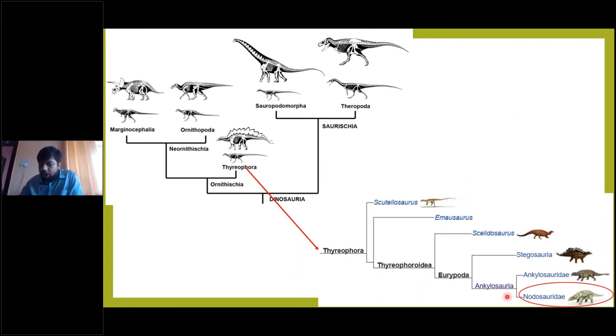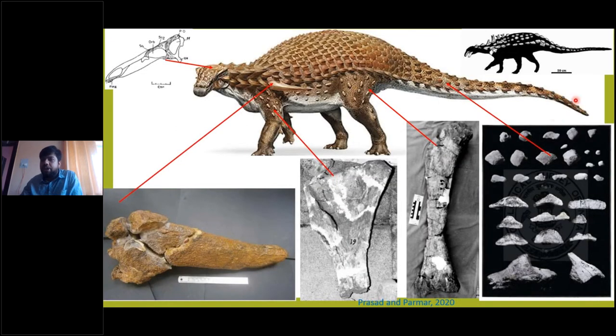And among the ankylosaurs, you can see there were ankylosauridae that had a club in their tail, and there were the sister clade nodosauridae that did not have a club in their tail, but they had long spines, scutes, and osteoderms covering their dorsal part. So they were like living tanks. That is why paleontologists call them living tanks.